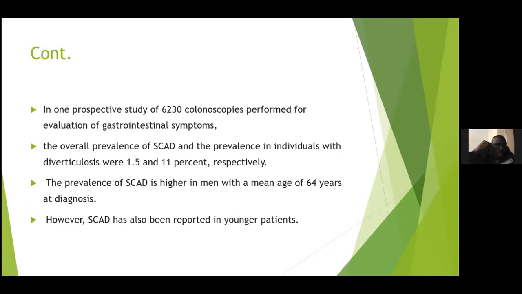This was a study that was done in the US, and they said that in a total of about 6,200 colonoscopies performed, the overall rate of SCAD is about 1.5 to 11%, especially for both SCAD and diverticulosis itself. The prevalence of SCAD is higher in men with a mean age of 64 years at diagnosis, although it has been reported also in younger persons.